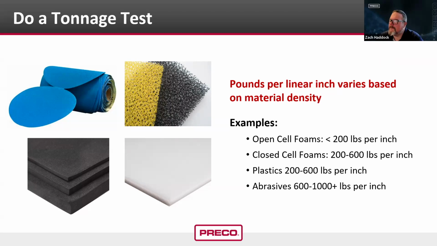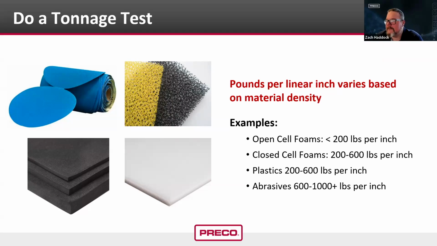So for open cell foams, usually you can bet that they're going to be somewhere 200 pounds per linear inch or less, typically even sometimes less than 100 pounds per linear inch. I was just running some material for a customer about a month ago. Believe it or not, it was less than 20 pounds per linear inch. You almost could drop the die on this material and it would cut. Closed cell foams, a little bit more. They're a little bit more dense, so that increases the amount of pounds per linear inch we need. Those typically run somewhere between 200 and 600 pounds. Plastics are also somewhere in that 200 to 600 pound range, depending on the plastic and the density.